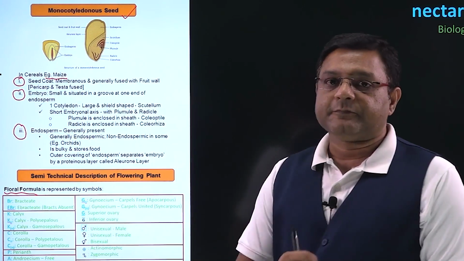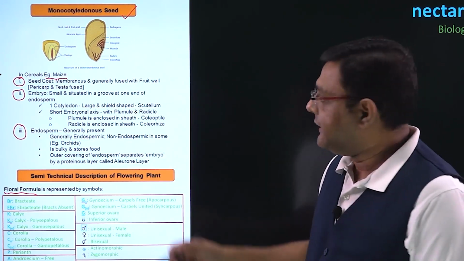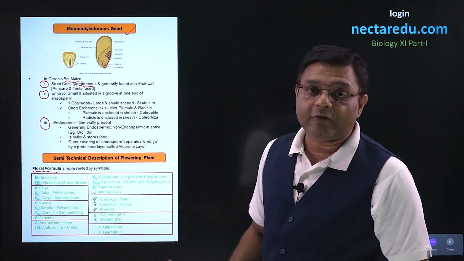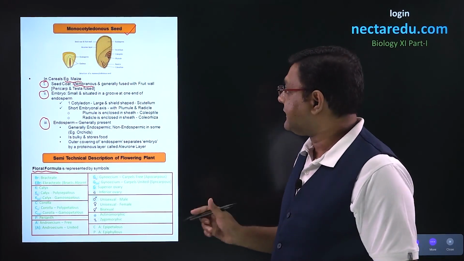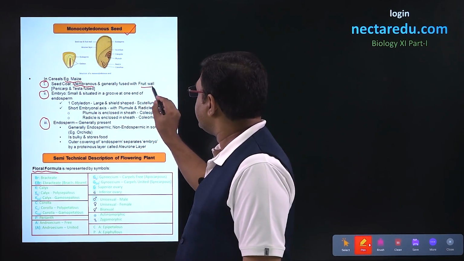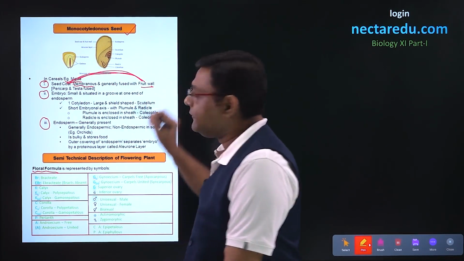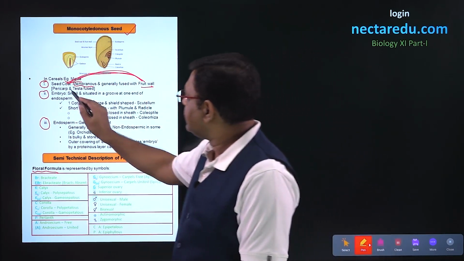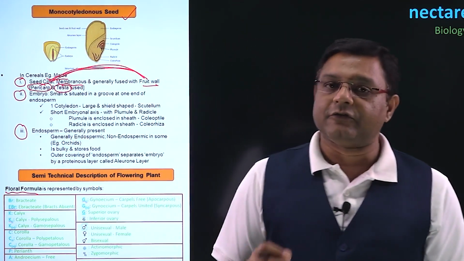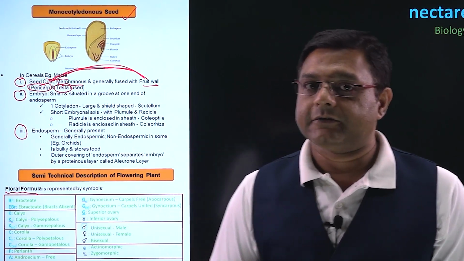Starting with the first part, that is the seed coat. Now, in the case of monocot seed, the seed coat is membranous, and an important character is that this particular seed coat is fused with the fruit wall. So, seed coat and fruit wall will be fused. So, we can say that pericarp and testa will be fused in the case of monocot seeds. This condition is not found in dicot seeds.